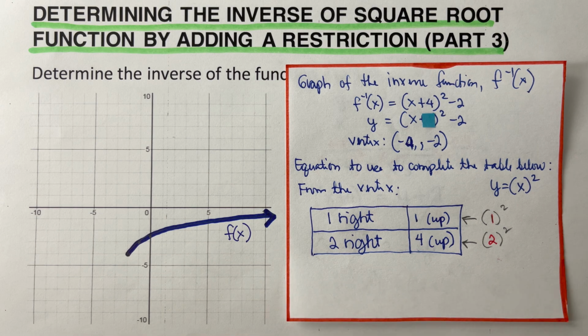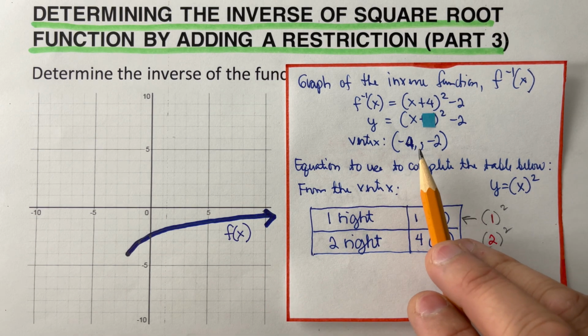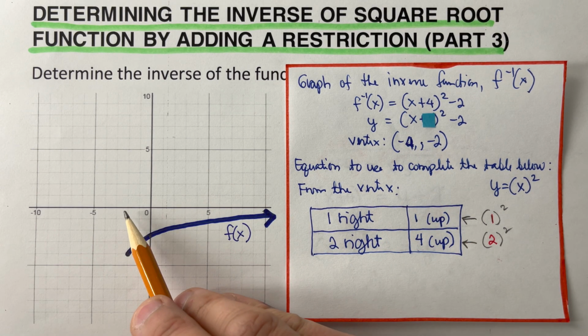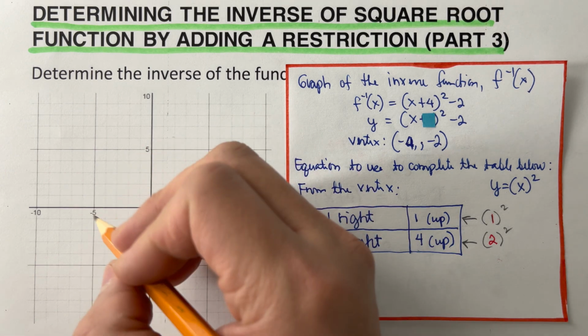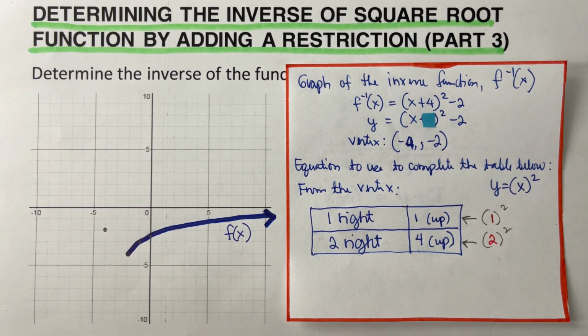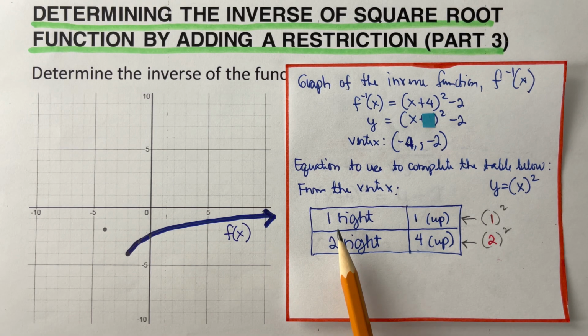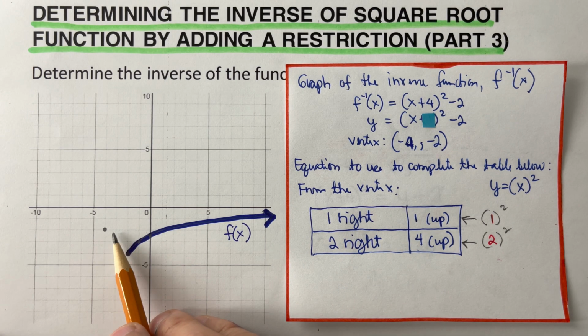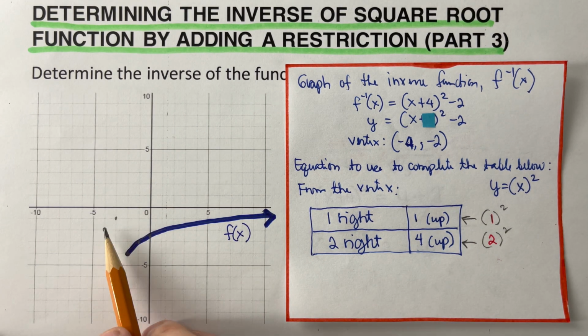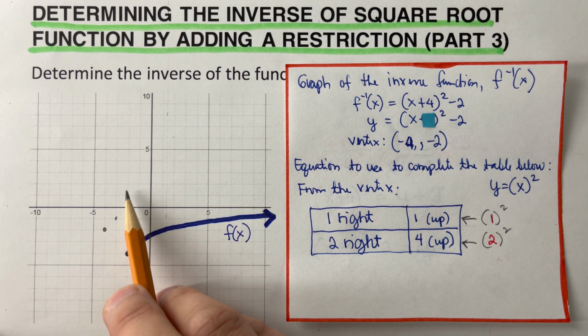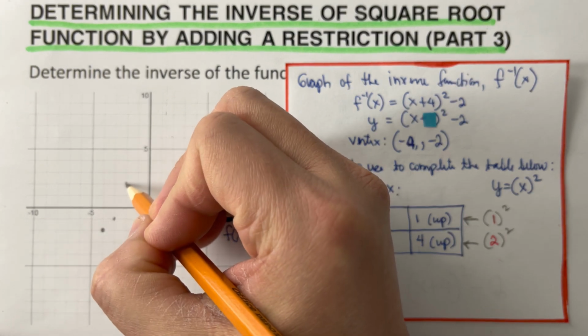Okay, so we are going to sketch the graph. So the vertex is (-4, -2). So that's -4 right here and down 2. So this is our vertex. And then from the vertex, we go 1 right, 1 up. And then after that, we go 2 right, 4 up. 1, 2, 1, 2, 3, 4. So this is where the next dot is going to sit.